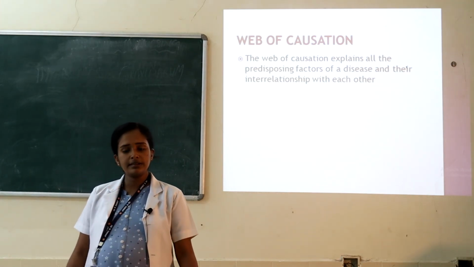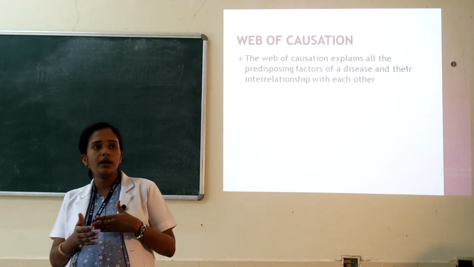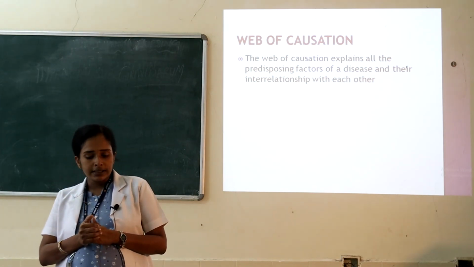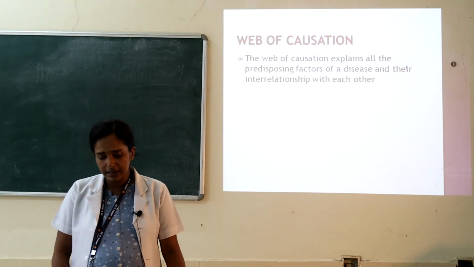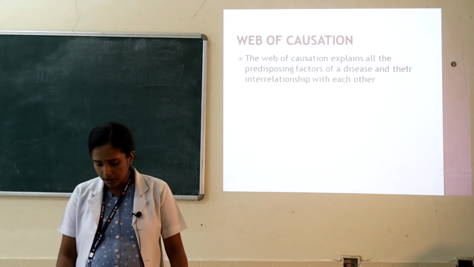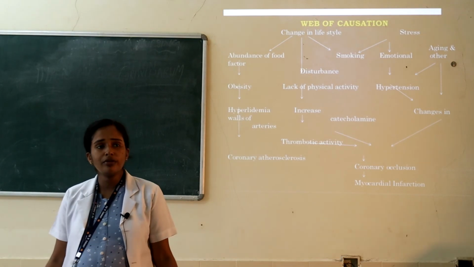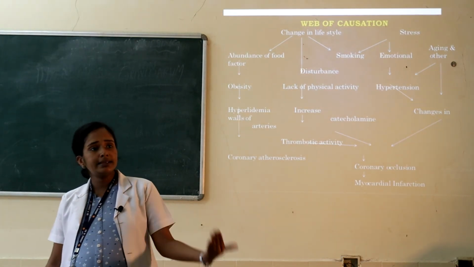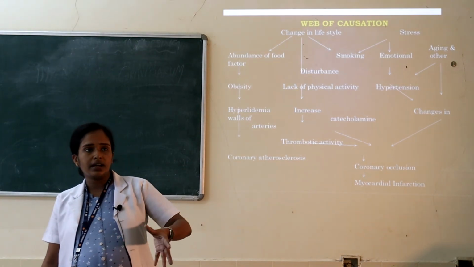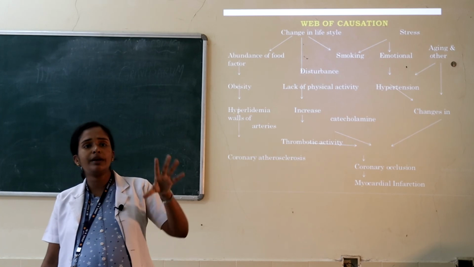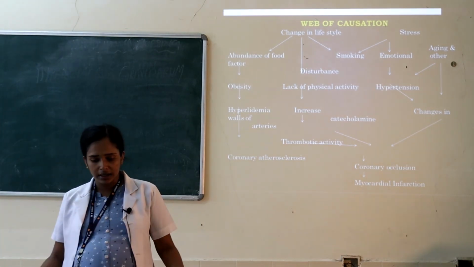Then the last theory of disease causation is the web of causation. The web of causation is somewhat similar to multifactorial causation. It explains all the predisposing factors of a disease and their interrelationship with each other. This is the pictorial representation of the web of causation. It also explains that a disease is because of multiple factors and these multiple factors are interconnected. For the occurrence of a particular disease there are different kinds of factors, and sometimes these factors are interconnected.